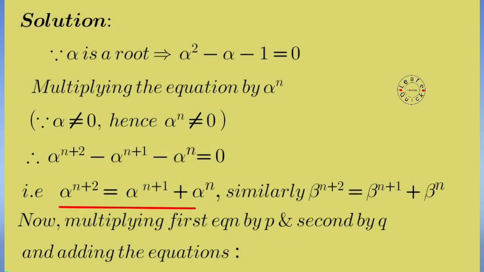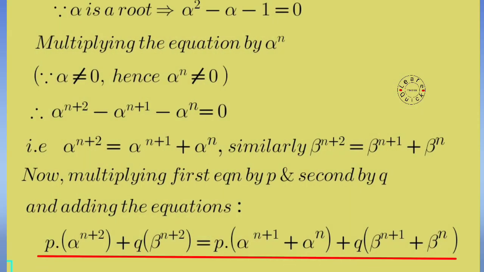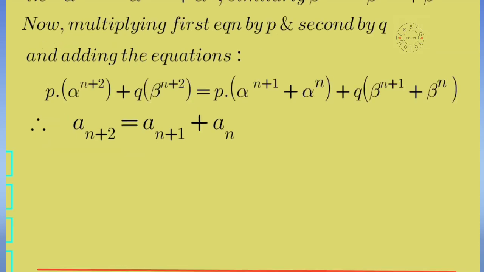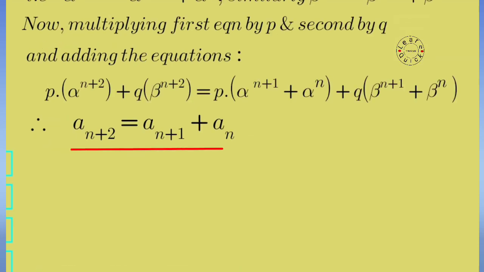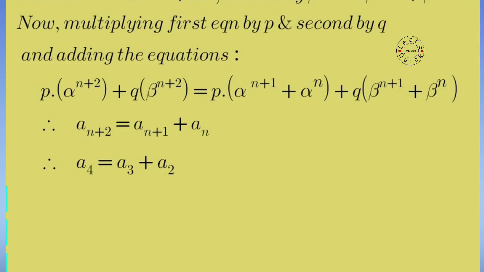Now multiplying the first equation by p and second by q and adding the two equations, we get this relation. Why have we done this? Because you've already been given an expression of this kind. So we get a subscript n plus 2 equals a subscript n plus 1 plus a subscript n. This a subscript n is the same which is given in the question. Now we'll use it by putting n equals 2 so that we get a4 is equal to a3 plus a2. Now we should understand that this can be used for any whole number values of n.